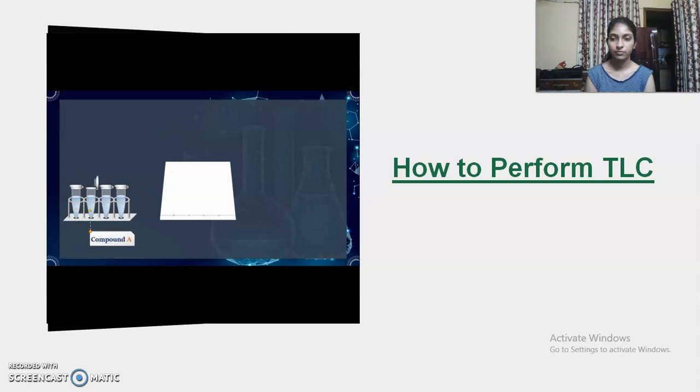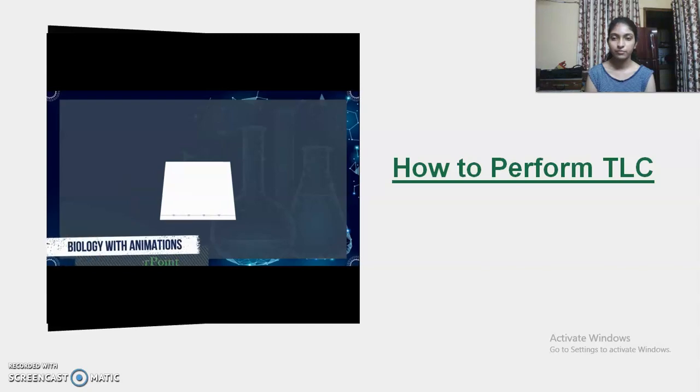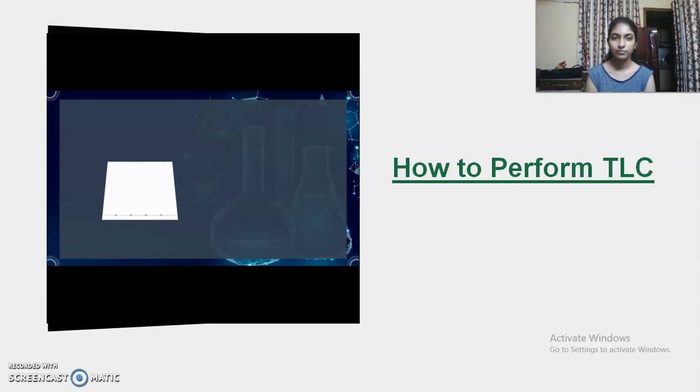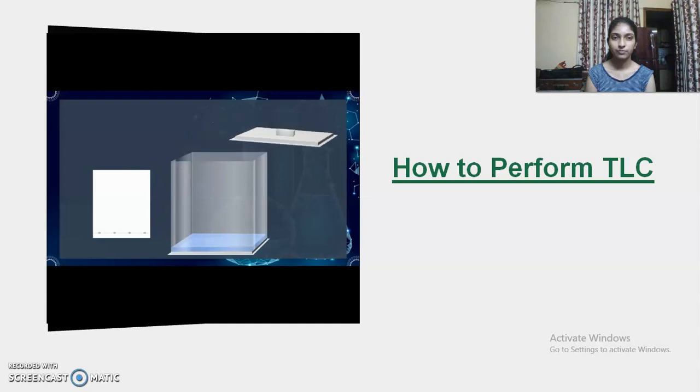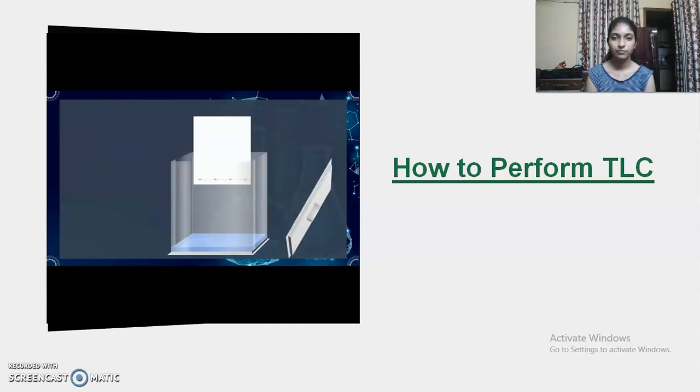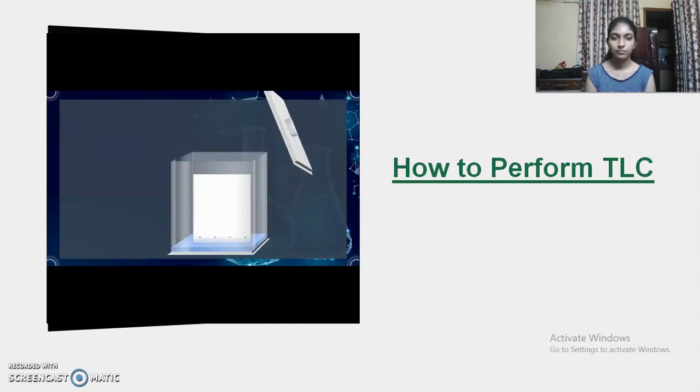And similar small spots of known compounds are placed alongside it. So this is how we spot the samples on the TLC plate. When the spots are dry, the TLC plate is then placed in the chamber so that the spots do not touch the surface of the eluent in the chamber, and the lid is closed. The solvent moves up the plate by capillary action, meets the sample mixture and carries it up the plate.